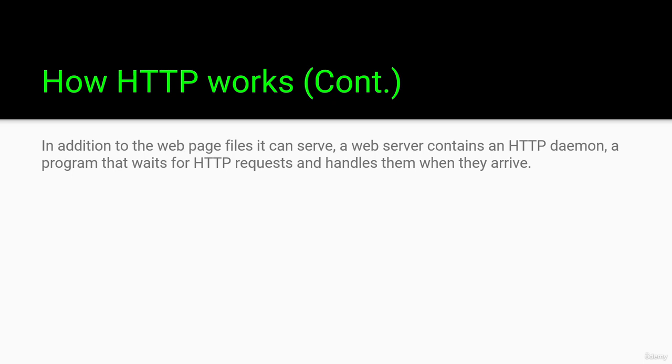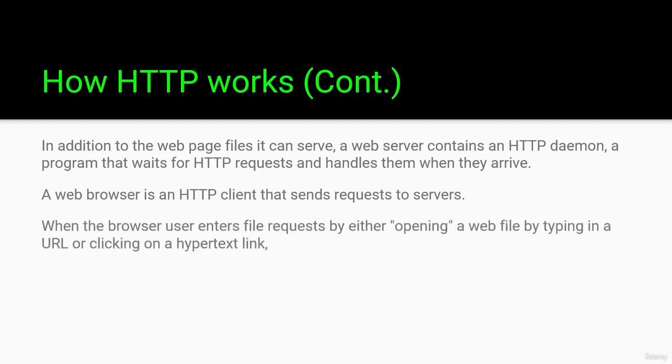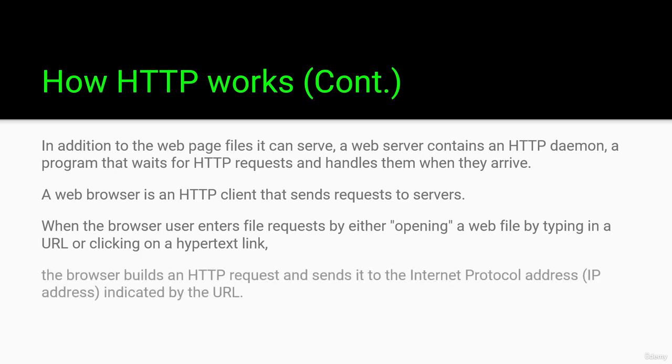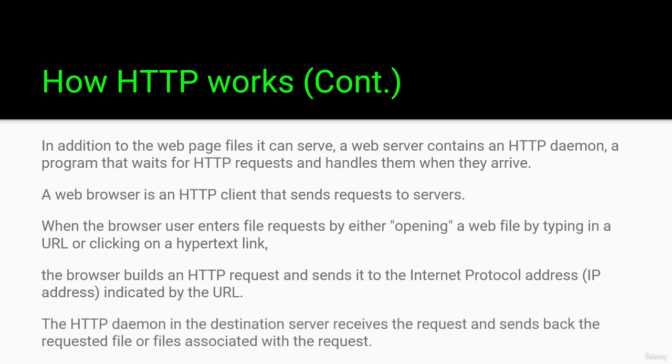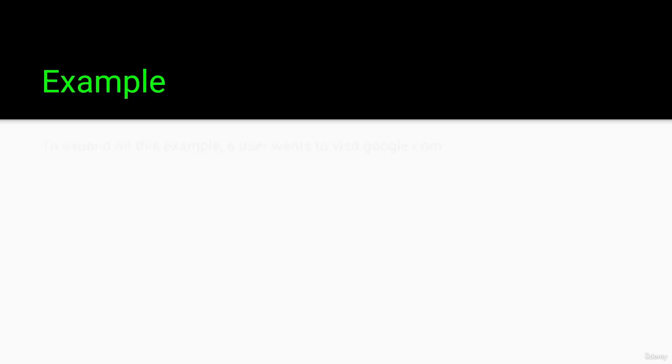In addition to the web page files it can serve, a web server contains an HTTP daemon, a program that waits for HTTP requests and handles them when they arrive. A web browser is an HTTP client that sends requests to servers. When the browser's user enters a file request by either opening a web file by typing in a URL or clicking on a hypertext link, the browser builds an HTTP request and sends it to the Internet Protocol address (IP) indicated by the URL. The HTTP daemon in the destination server receives the request and sends back the requested file or files associated with the request. Now here is an example.